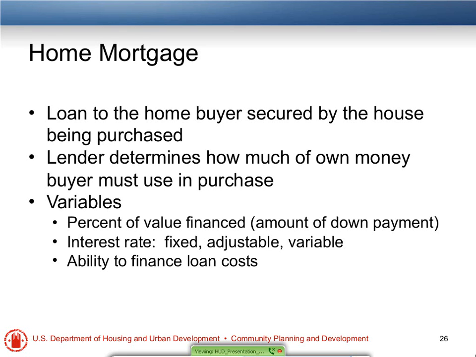In addition to that, the interest rate charged by the lender will depend on the lender, whether that interest rate is fixed, whether it is a floating rate or an adjustable rate mortgage, or it's going to vary directly with one of the indicators like prime or LIBOR. The other thing that the lender will determine is the ability to finance loan cost, to finance some of those closing costs, those points, or maybe willing to finance some of the prepaid items.